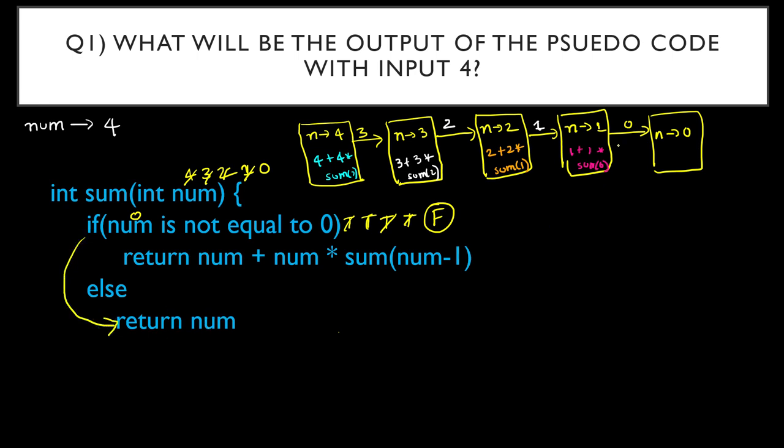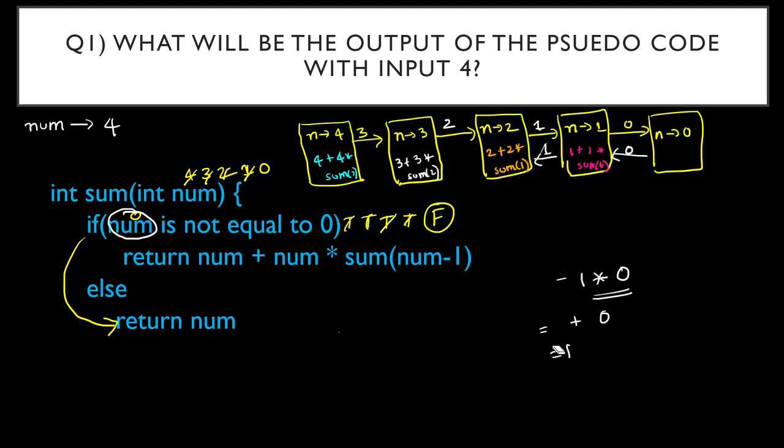So when it returns sum, it is going to return the value of num. So it is going to return num, that is 0 itself. So it is going to return 0 here. That means this becomes 1 plus 1 into sum of 0. The value of sum of 0 is 0, that is returned here. So 1 into 0 will become 0. So that is 1 plus 0, which is equal to 1. So this will return 1 back here.